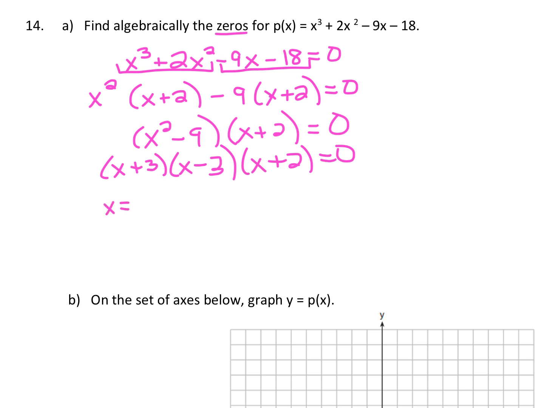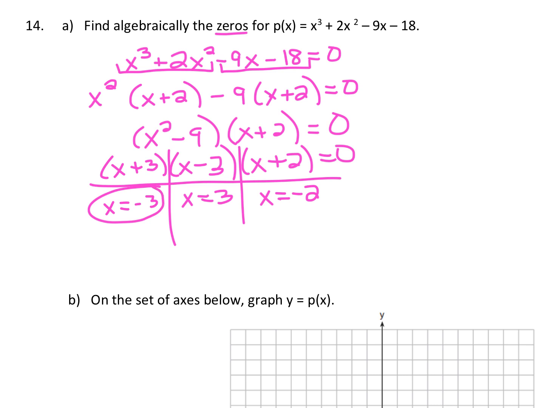You get x equals negative 3, right? We reverse the signs. We get x equals positive 3. And we get x equals negative 2. Okay, you can just write them right underneath the factors. If you prefer to make the t-chart, go for it. So negative 3, positive 3, and negative 2. And if you want to put those in curly brackets, you can. That's up to you.